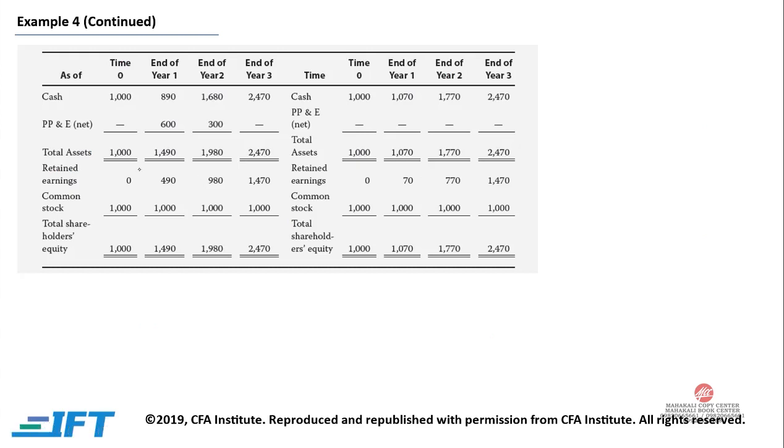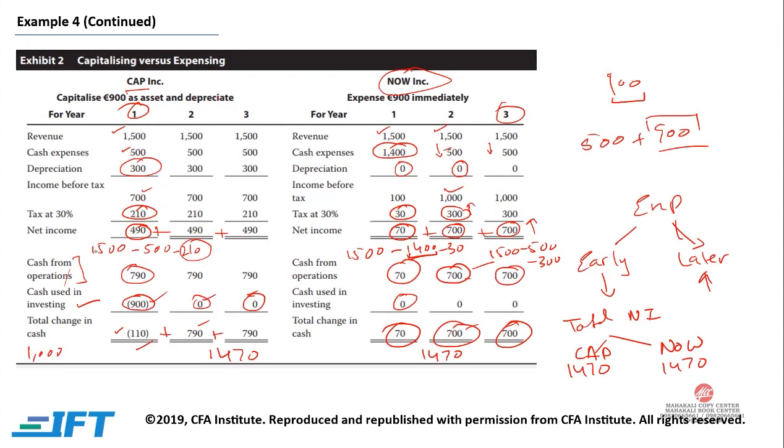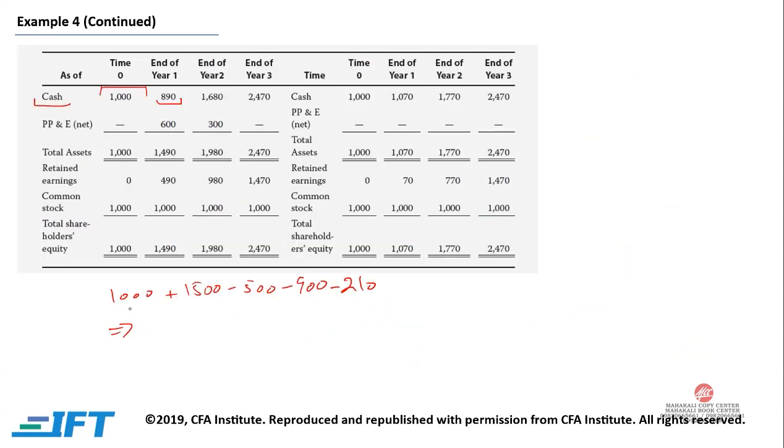Now if we continue, our cash at time 0 is 1000. In year 1, 890. Now we start with 1000. We get, as stated, 1500. We pay minus 500. We also pay 900 for your equipment, and minus 210 for your tax. So 1000 plus 1500 minus 500 minus 900 minus 210 equals 890. That is again coming over here.